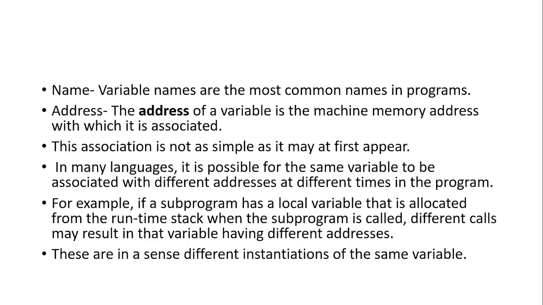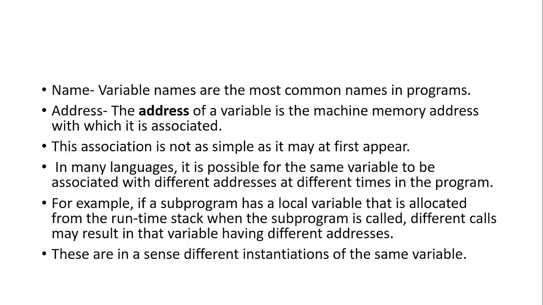So these variable names are the most common names in programs. Next one is address. The address of a variable is the machine memory address with which it is associated. So it will have a machine memory address with which it is associated, and that is known as the address of a variable. And this association is not as simple as it may at first appear.